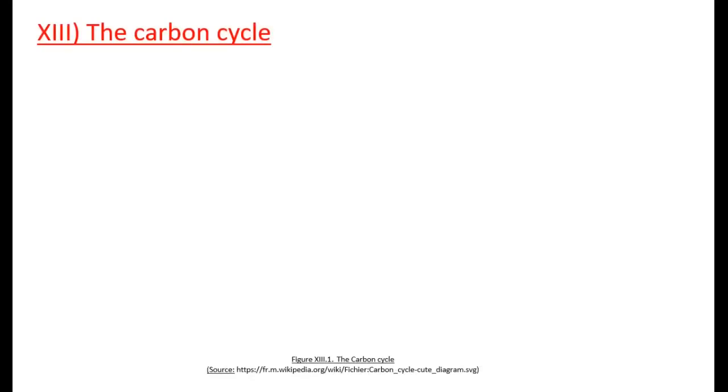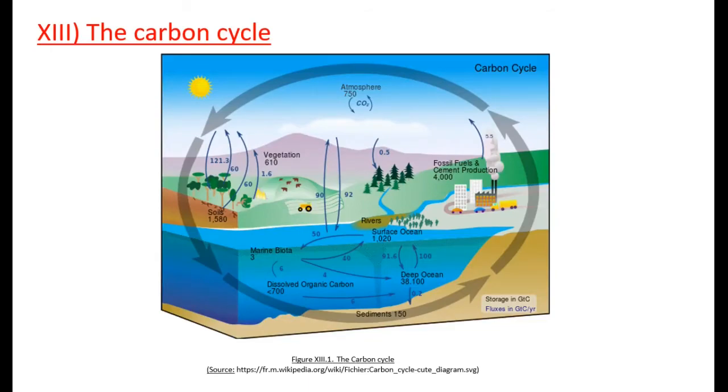Number 13, the carbon cycle. For the baccalaureate, you need to know the overview of the carbon cycle and be able to explain some key arrows in this diagram. So it looks like this. The idea is that carbon atoms are going to be transferred into different molecules, different organisms within this cycle. Let's have a look at some of the arrows.